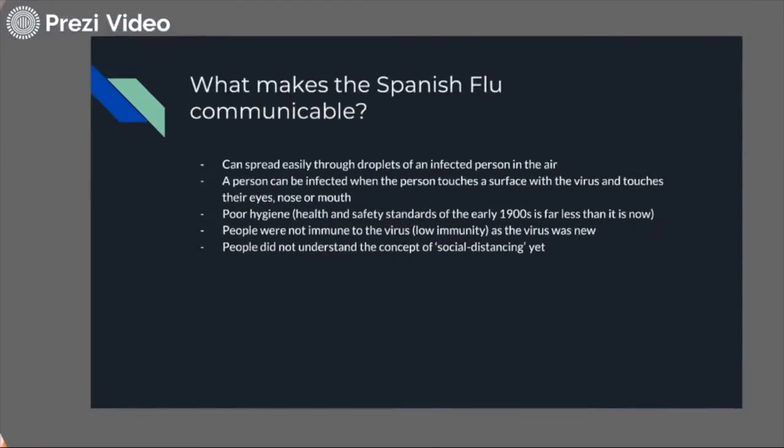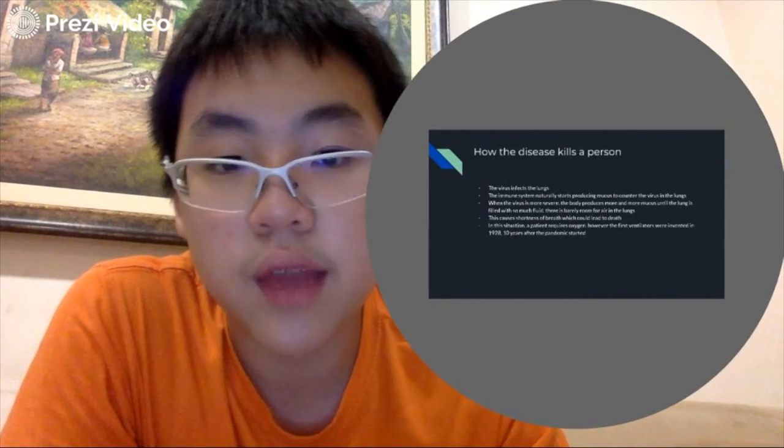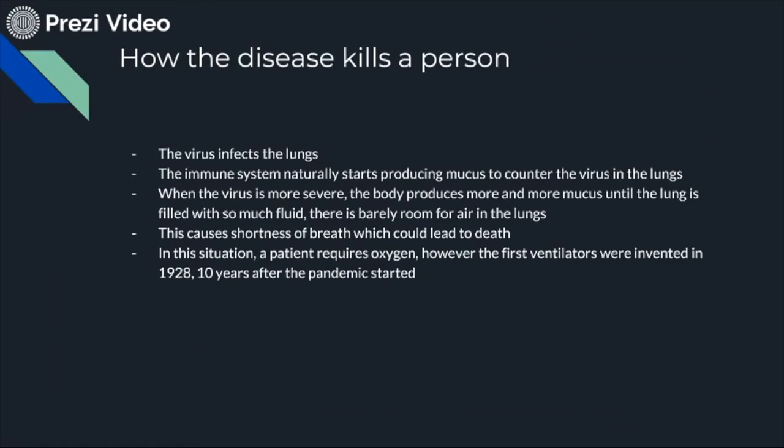Some may wonder how the Spanish flu affects the human body. How does it kill a person? It kills a person by infecting the lungs. The body's natural immune response is to produce mucus. As the disease becomes more severe, the patient will produce more mucus until it nearly fills the entire lungs, which causes shortness of breath and difficulty breathing. This could lead to the patient suffocating to death due to the lack of oxygen, asphyxia, until they die.